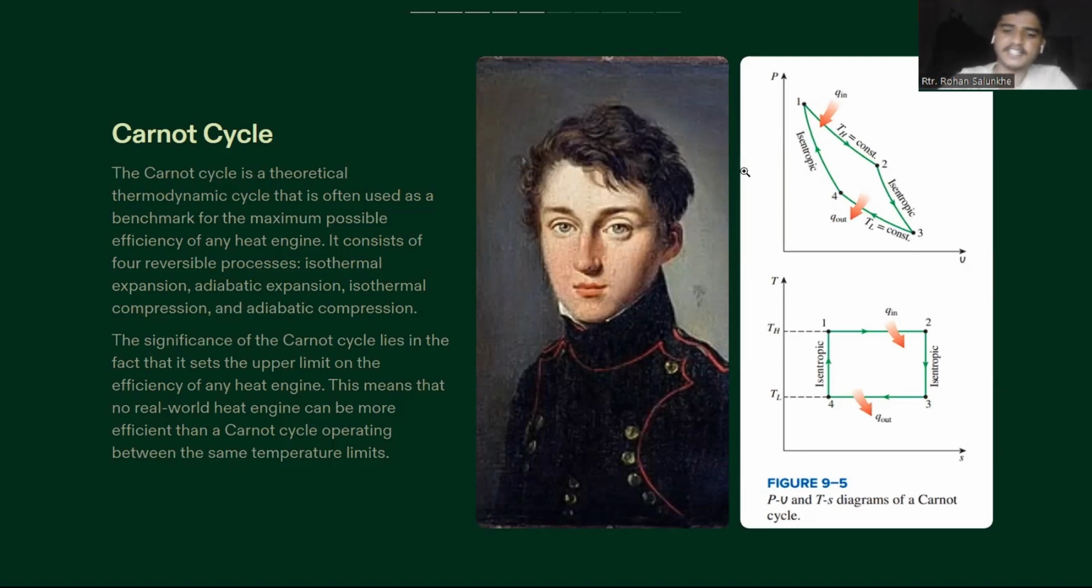Here we can see the PV diagram and TS diagram for the Carnot cycle. From the TS diagram, we clearly see that two processes are isothermal processes, which are the heat addition and the heat rejection processes, and the other two processes are isentropic processes, where one is the compression and another one is expansion. Now let's move to the next cycle.